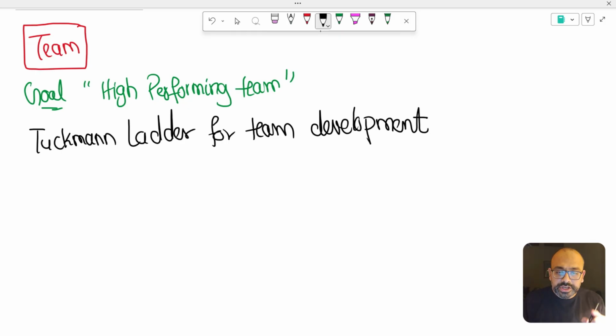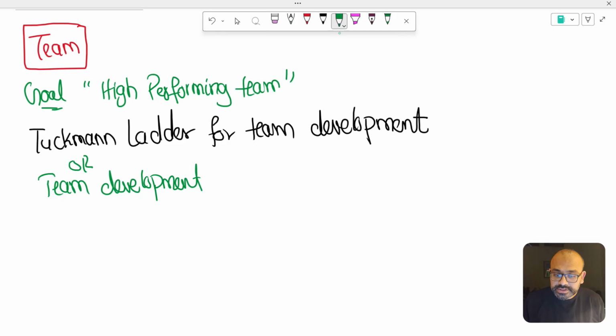Tuckman ladder for team development, or it is also known as team development stages. It means whenever you create a team, a group of people will work together, they will go through these development stages over the period of time. Now, what are those? I will explain them on a little graph over here in front of you.